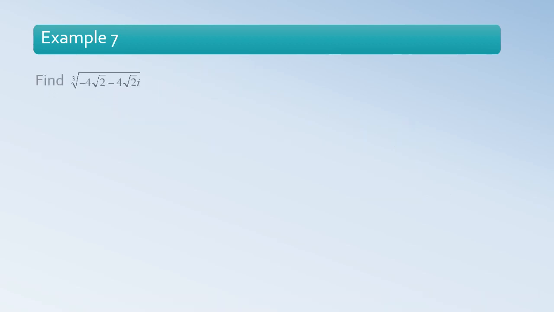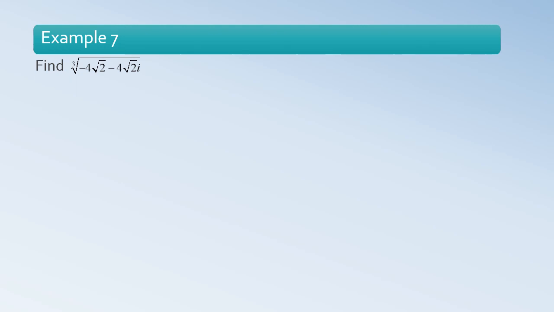Your calculator is going to only give you the principal or the primary root. One more example for us to look at. This one wants the cubed root of negative 4 root 2 minus 4 root 2i. Now, make a note here that because we have that radical symbol for the cubed root, we are not looking for all three of the roots.